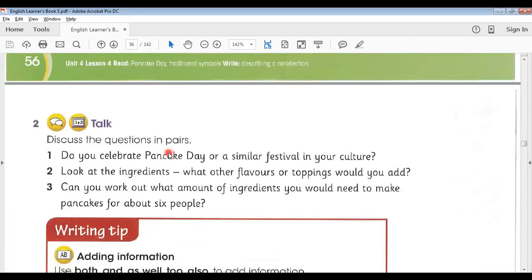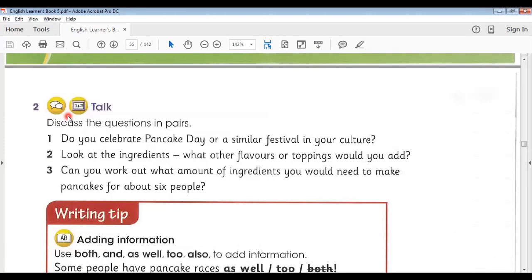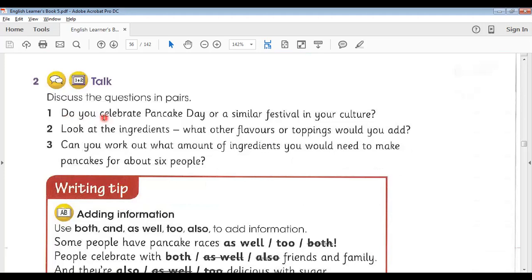Then we talked about these questions at the end of this text, because this is the verbal discussion. So question 1 and question 2 require your own answer. So you can write it your own, like, do you celebrate pancake day? If you do, then you can write yes. If you don't, then you can write no. Or if you have any similar festival in your culture, you can write about that festival as well.